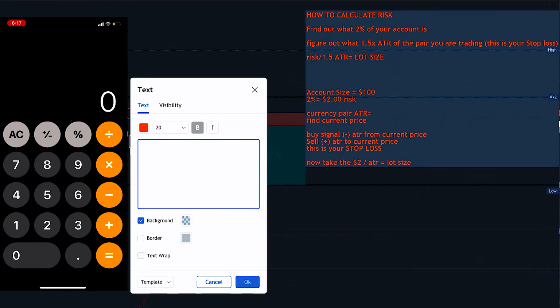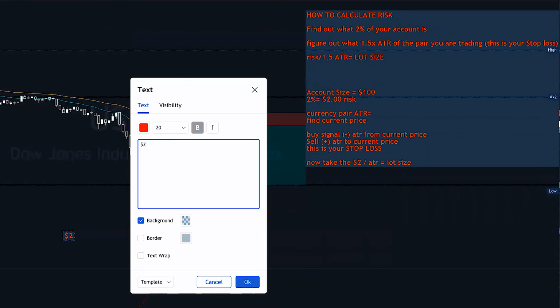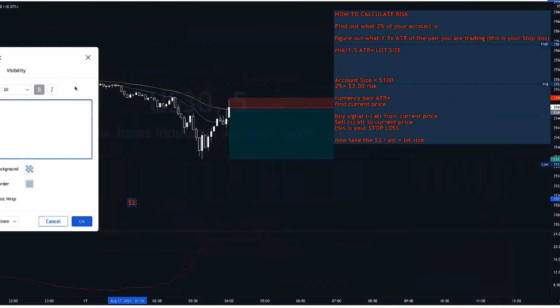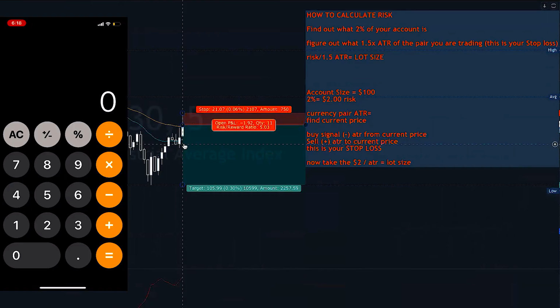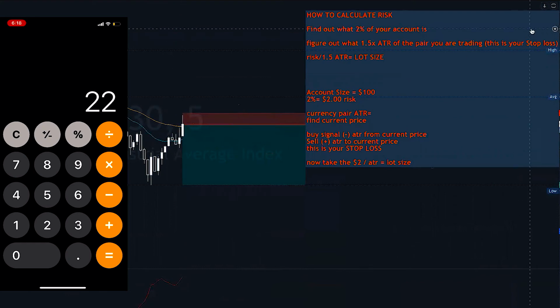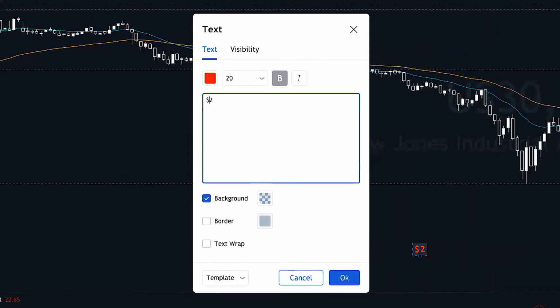So we're going to do 100 times 2%. If you have a $100 account, you're going to multiply that by 0.02. That equals $2, right? So we got $2. Now we're going to find the ATR of current price. And we just established that it is 22. So you're going to take 22 and multiply that by 1.5. 22 times 1.5 equals 33. We're going to put a slash here, and I'll tell you what that means in a second, equals.